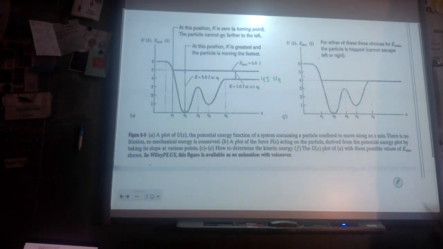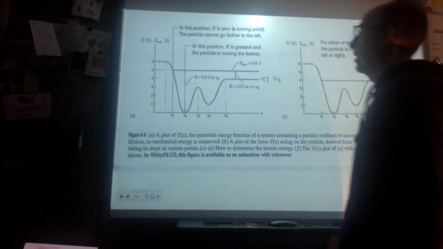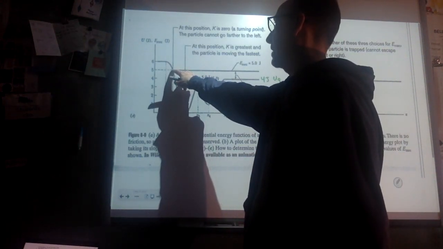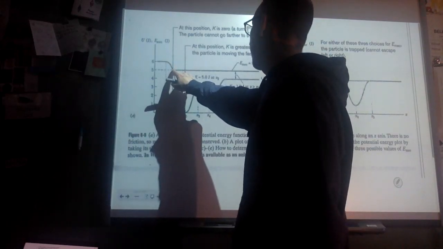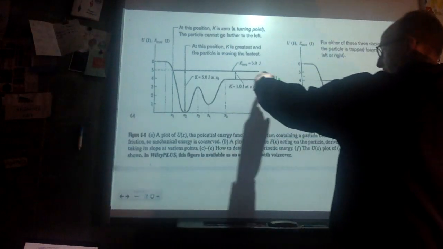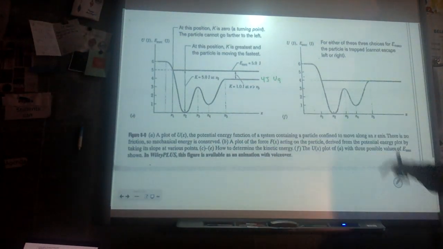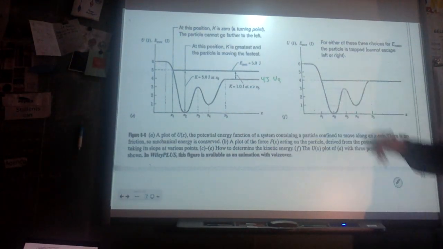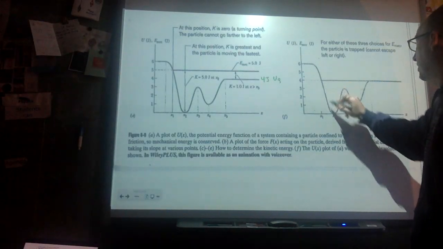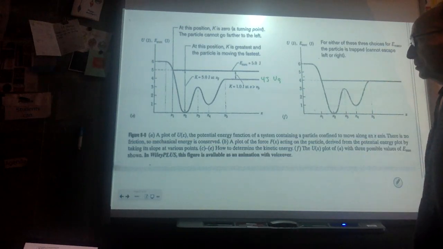And then whether it's trapped or not depends on whether it has enough energy to get out. So this particle here only has 5 joules. It can never get out that way, but it would be able to get out this way here. In this one, they had 4. The example I gave you had 3.5, which would just have you trapped in there. So this 4 would get us just in that.